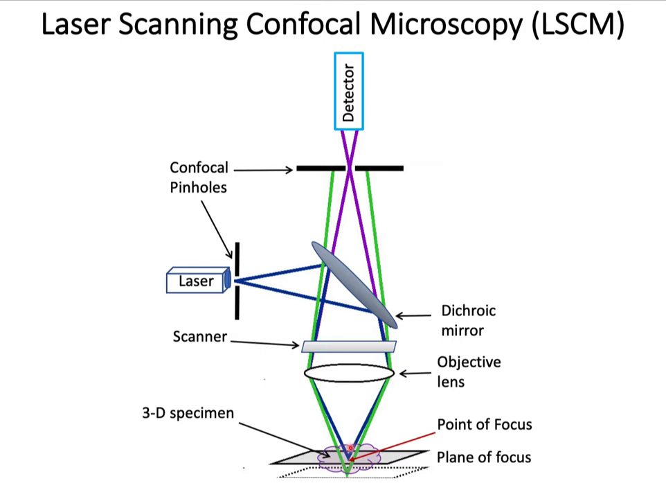The fluorescent light from the specimen, shown in green, passes back through the objective lens, the dichroic mirror, and through another pinhole to be collected by the detector. You can see that the pinhole rejects the out-of-focus light.